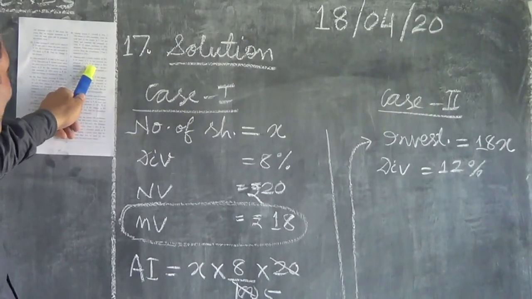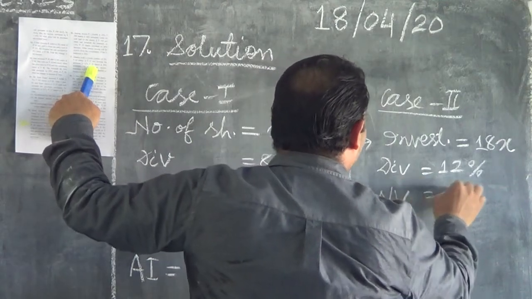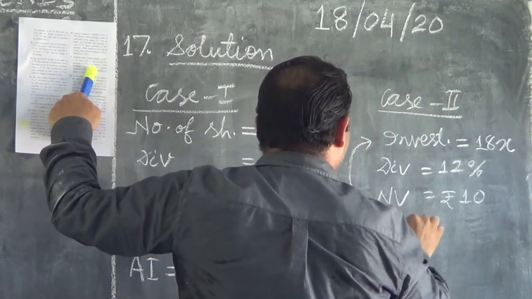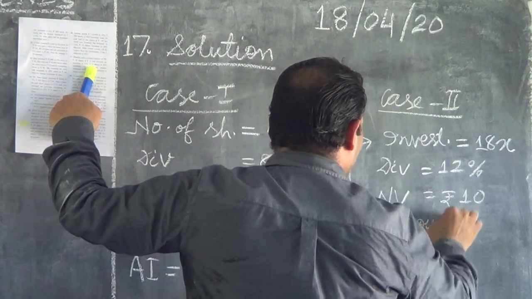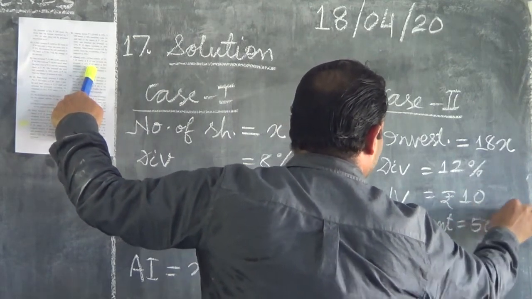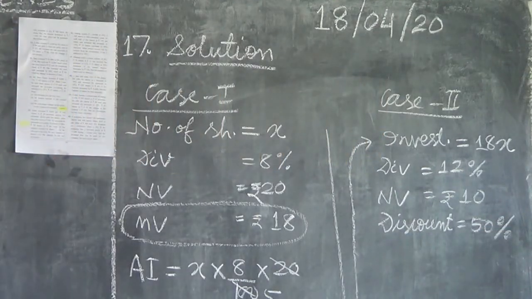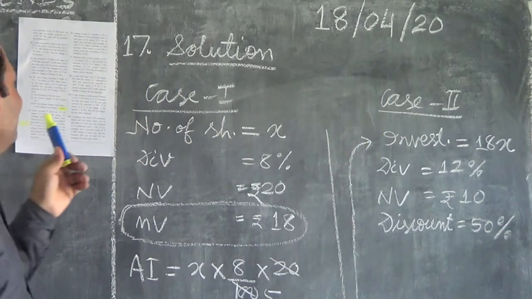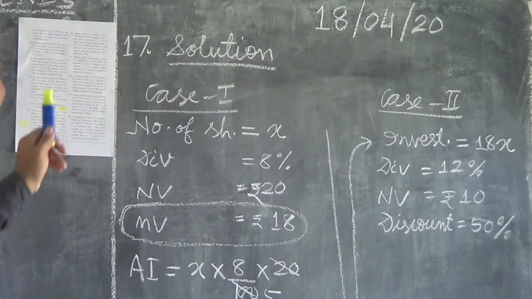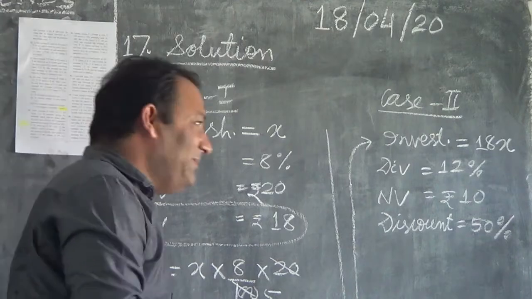Rupees 10 shares, nominal value rupees 10. Discount is 15%. Discount is 50%. Sir, is there any company who is selling the shares even at 50% discount? No. I made a mistake here. It is at 50% premium.